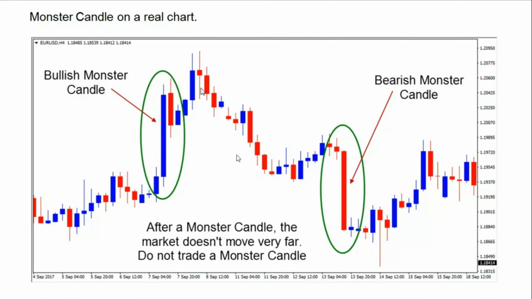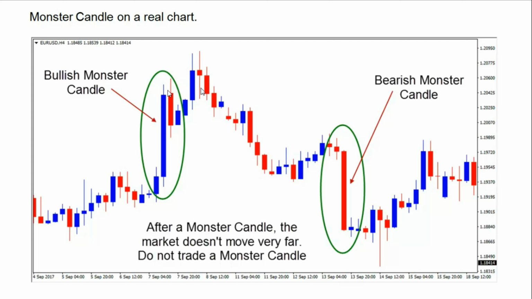All right, that is that about a monster candle. This is EUR/USD on the H4 time frame. On the left-hand side, you see how quiet the market is going: bullish, bearish, bullish, bearish, forming a higher high, higher low, higher high, higher low. Now take a look at the right-hand side. You see a very big bullish monster candle.